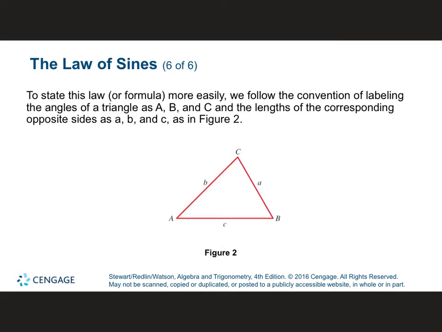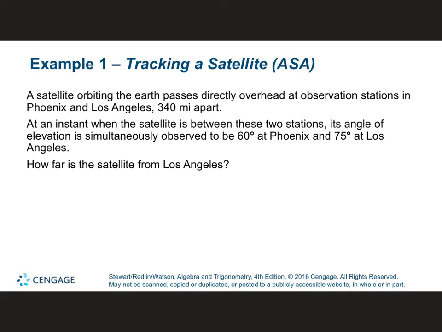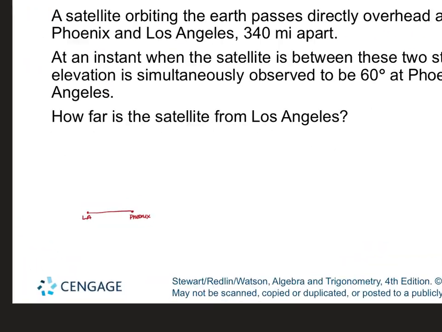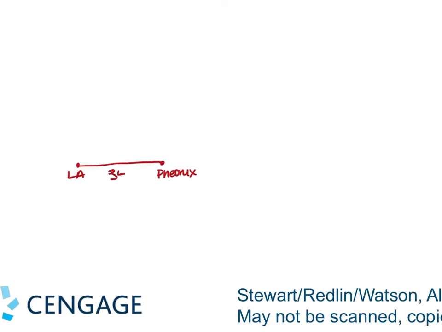If we look at this example, it tells us that a satellite is orbiting the Earth and passes directly overhead at an observation station in Phoenix and Los Angeles, 340 miles apart. So when we do this, we're going to draw ourselves a picture. If this is Los Angeles, and this is Phoenix, they are 340 miles apart. It has a satellite that's orbiting, so that's going to be right above it. So we're going to have this triangle here.